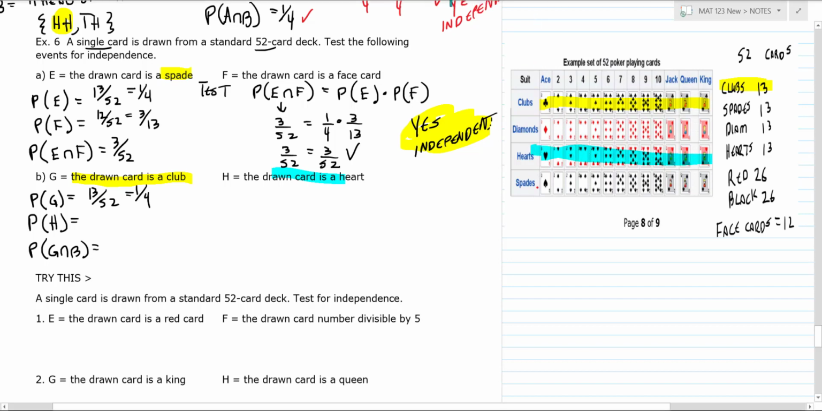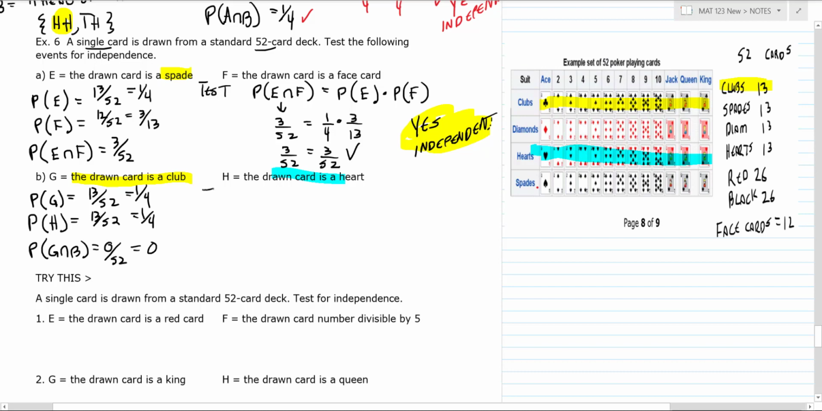Okay, see, there's something a little bit different going on with this one now. So the probability of a heart is 13 out of 52, which is also 1/4. Well, what is the probability of the intersection? In other words, is there any card that's a club and heart at the same time? No. So that probability is 0 out of 52, so it's 0.